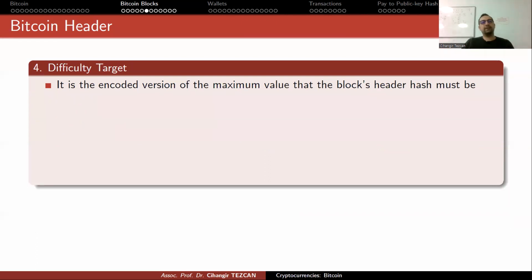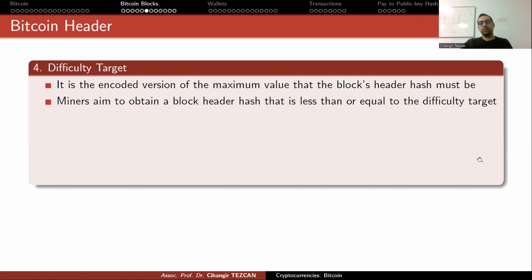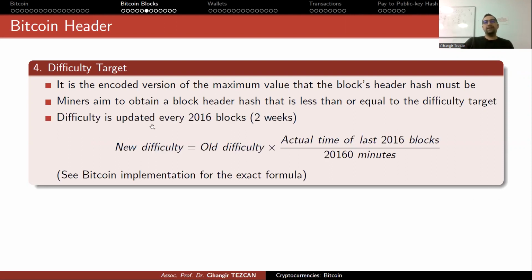Difficulty target, it is the encoded version of the maximum value that the block's header hash must be. So whenever a miner solves the problem, every node actually checks if the hash is less than this value. Miners aim to obtain a block header hash that is less than or equal to the difficulty target. Difficulty is updated every 2016 blocks. Since it takes on average 10 minutes to write a block, 2016 blocks actually means 2 weeks. So when a difficulty is determined, it takes 2 weeks to update it, okay?